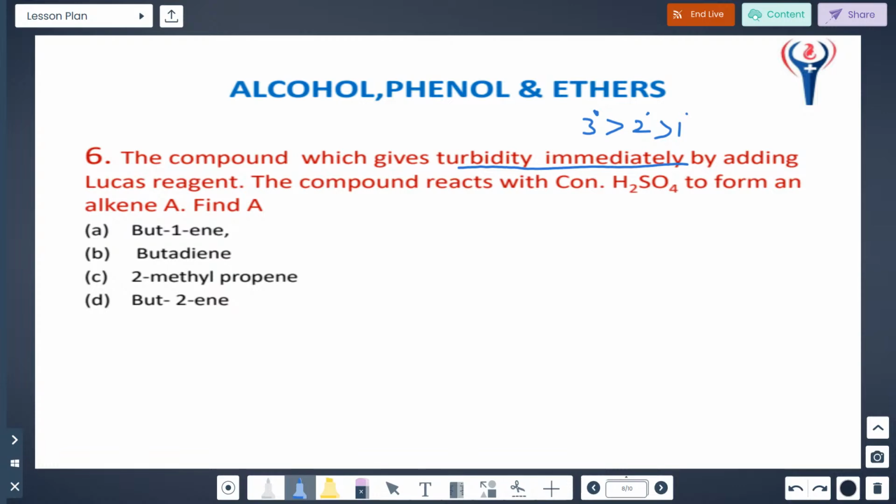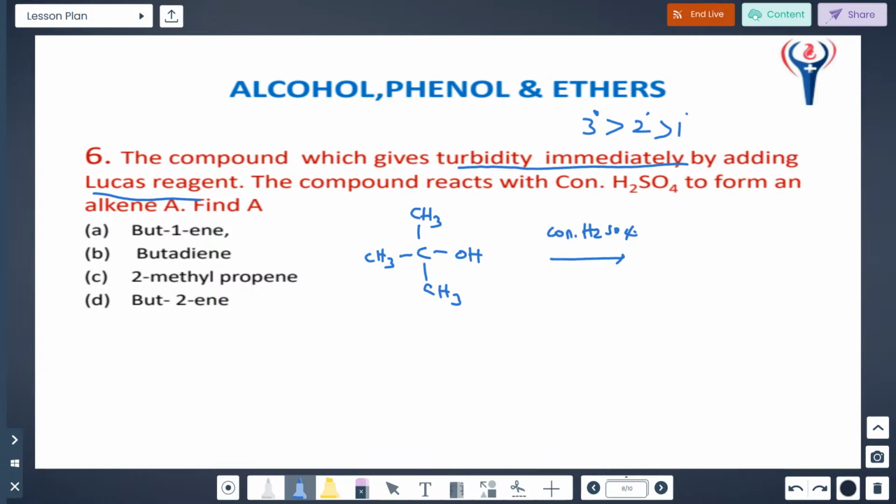Understood? Which gives turbidity immediately by adding Lucas reagent. So you put it on tertiary compounds. What is tertiary? Around the carbon atom we have 3 carbon atoms. So I put tertiary alcohol. Concentrated sulfuric acid is a dehydrating agent, no? What's the role of this? It removes water molecules from the compounds, isn't it?